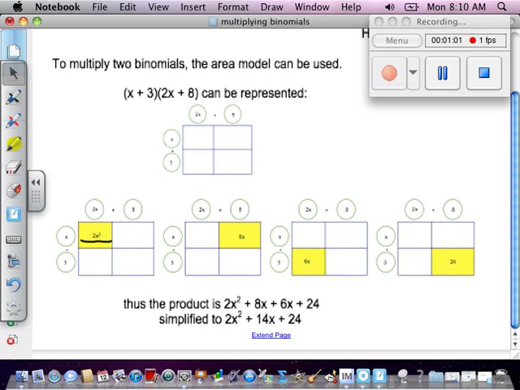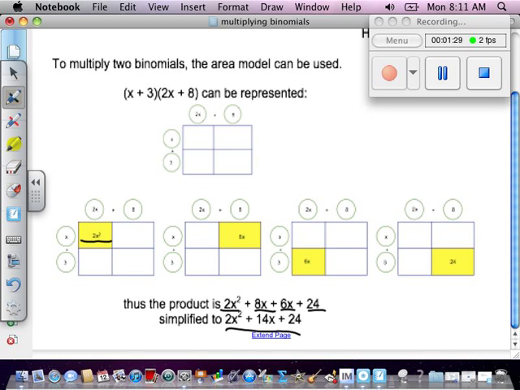So then we simply just list them. 2x squared, 8x, 6x, and 24. So we listed exactly what we did. Now we know 8x and 6x are like terms because they have the same variable and they have the same exponent. So we simply added them together, and this is what we got. 2x squared plus 14x plus 24. And that's done. What do we think about this?